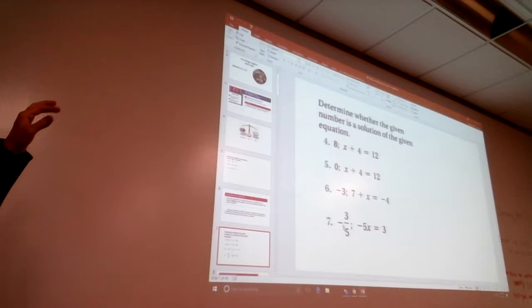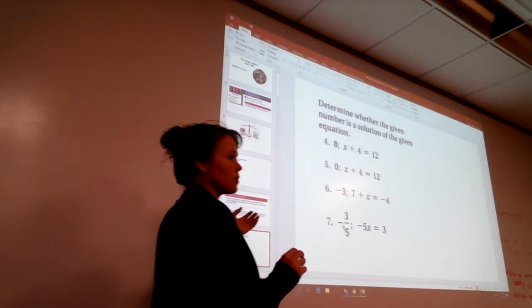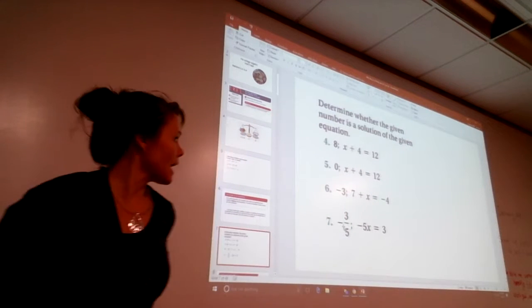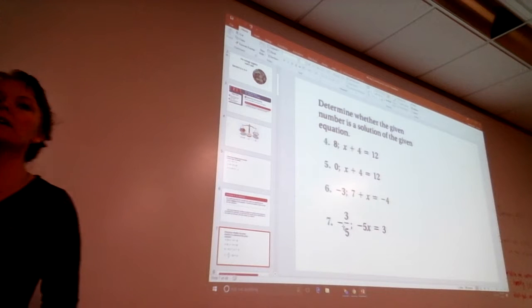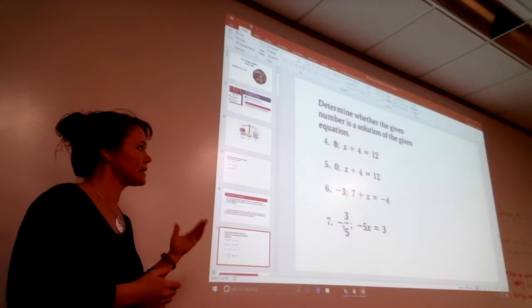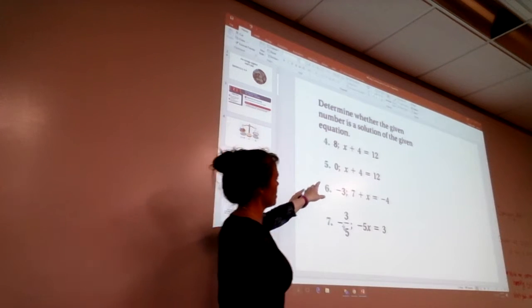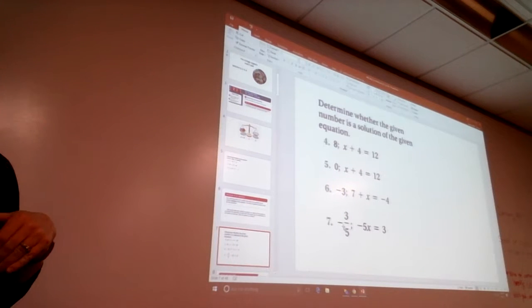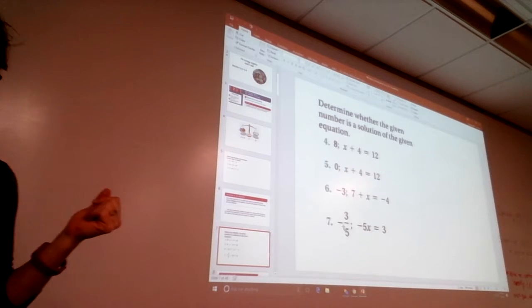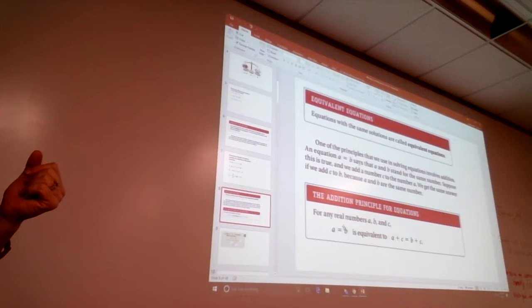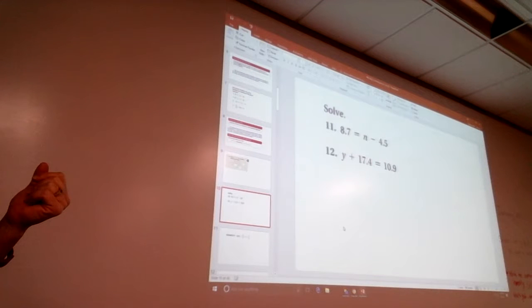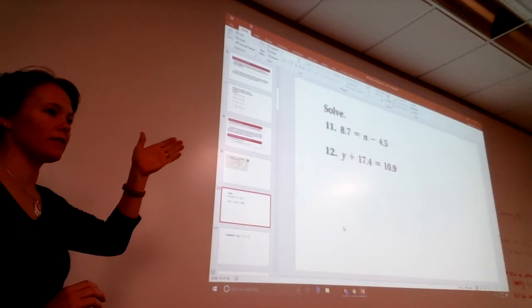And then a bunch of these are just testing out to see if a solution works. If I put in 8 for x, is it true? 8 plus 4 equals 12. Yep. So 8 is a solution. If I put in 0 for x, it's not true. 0 plus 4 is not 12. So that's not a solution. Equations with the same solutions are called equivalent equations. So these we would just be solving for that variable.